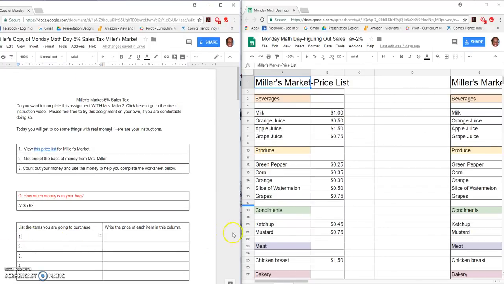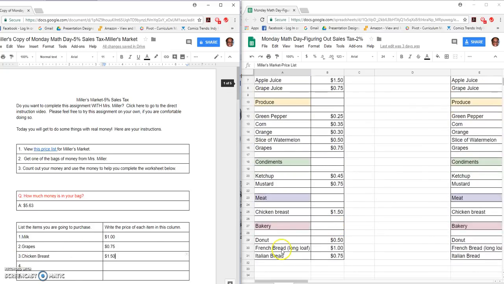So I have $5.63. I am going to get some milk because I really like milk, and that costs $1. I'm also going to get some grapes because it's one of my favorites. The grapes are 75 cents. I'm going to get some chicken breast. I like to eat chicken breast. It's something healthy and delicious. The chicken breast is $1.50. And from the bakery, I'm going to get some Italian bread.